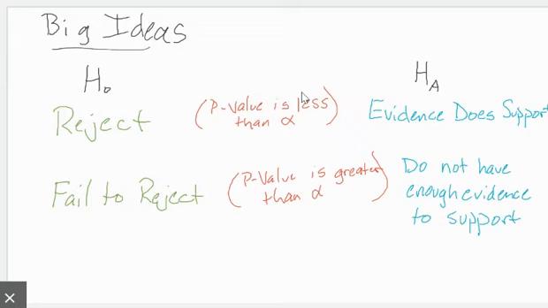So if we end up rejecting the null, that means that the evidence does support the alternative. But if we don't have enough evidence to reject the null, then we also don't have enough evidence to support the alternative. You can't support both, and you can't be against both. If you reject one, your evidence supports the other. If you fail to reject the null, then you don't have enough evidence to support the alternative.